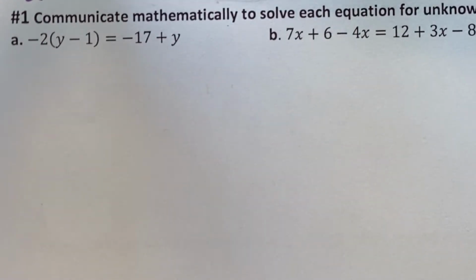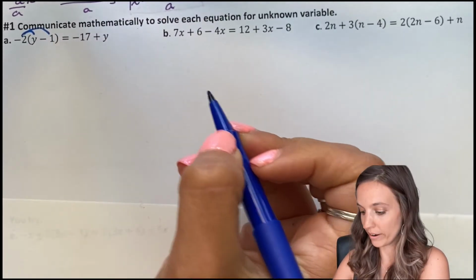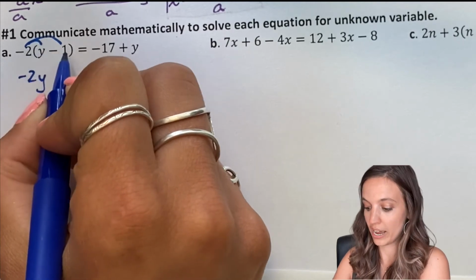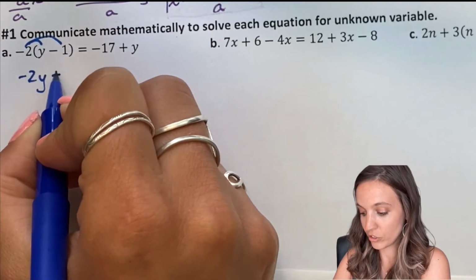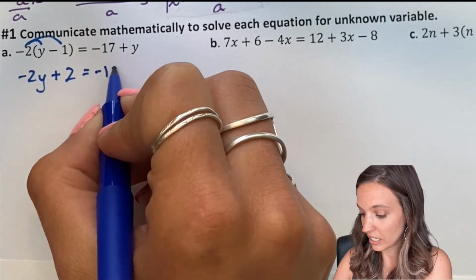So let's try that. First thing I'm going to do is distribute the -2 across y minus 1. -2y, and then if I distribute the -2 to -1, I'm going to get +2. Be careful, that's where mistakes happen. Then I have -17 plus y.